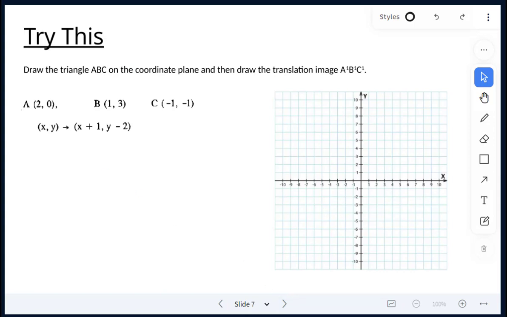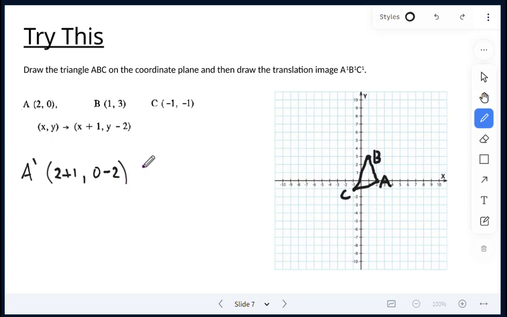All right, I do have one for you guys to try. So there's triangle ABC. Thank you to our student for doing that. So let's figure out what our new point will be for A prime. The original point was (2, 0). So we're adding 1, so it's going to become 2 plus 1, and then 0 minus 2. All right, so our new point is going to be at (3, -2).